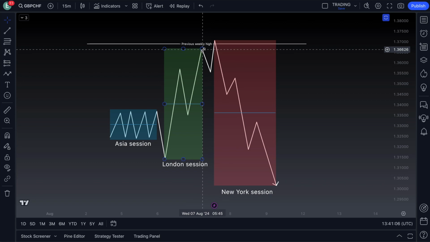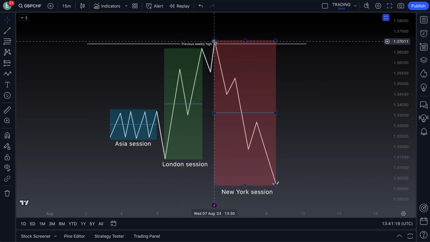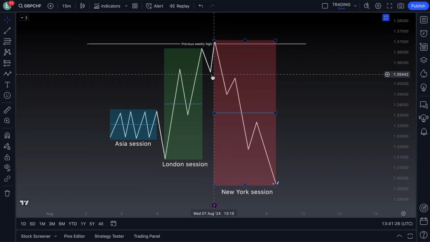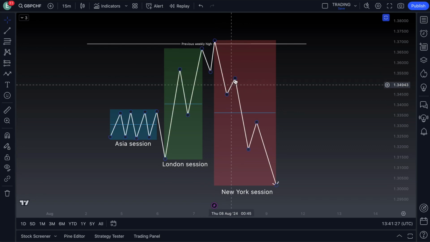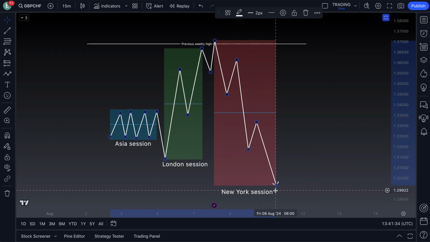At this point, we could have been targeting previous weekly high. So we would ride it up to previous weekly high. Our TP would have been hit. New York session opened. It has now changed character, closing below this low. We could then wait for a retest into an order block and continuation, seeking opposing liquidity.